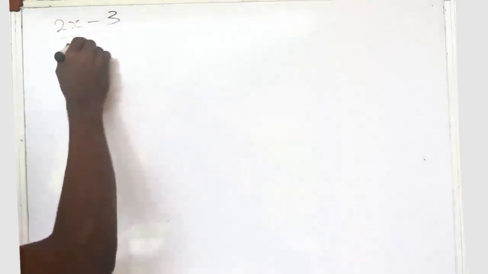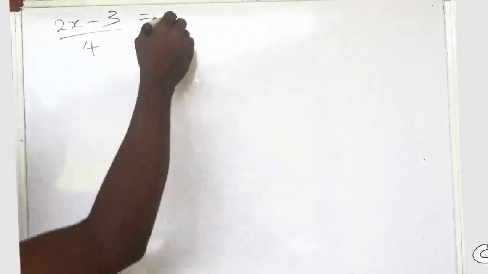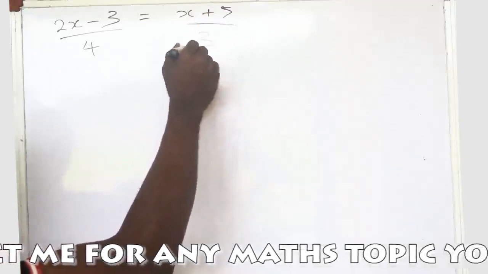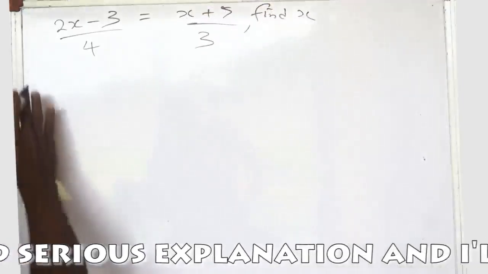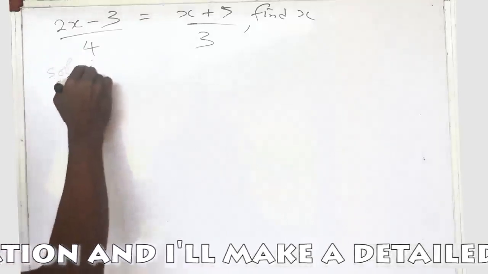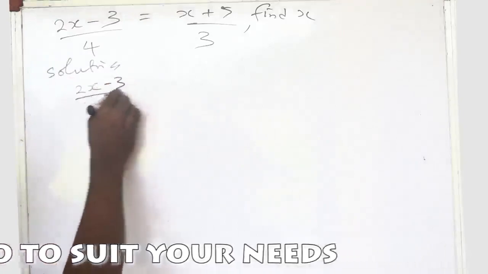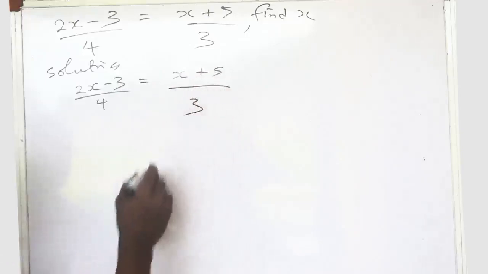So supposing you are given something like this, you are given 2x minus 3 all over 4 equal to x plus 5 all over 3. The question says find what? x. It must not be x all the time. So the solution to this will be, just put it down, 2x minus 3 all over 4 equal to x plus 5 all over 3.